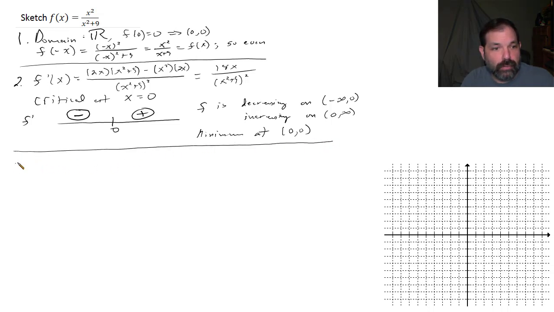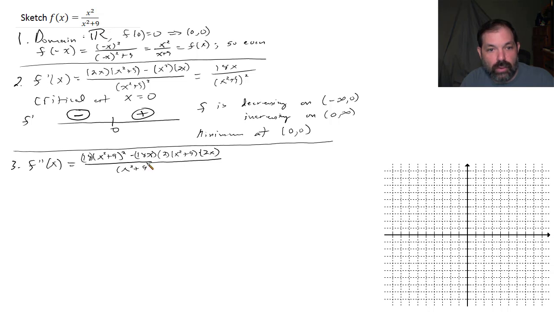Let's calculate a second derivative to talk about the concavity. So the second derivative of the function would be 18 times x squared plus 9 squared, minus 18x times 2 times x squared plus 9 to the first times 2x. And that's all divided by x squared plus 9 squared squared, so x squared plus 9 to the fourth.